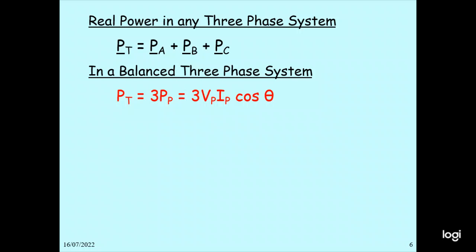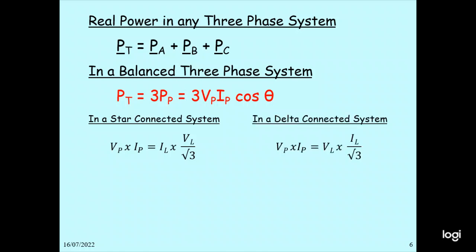In this case, 3 multiplied by Vp Ip cos theta. In a star-connected system, Vp is equal to VL divided by root 3. In a delta-connected system, Vp is equal to VL and Ip is equal to IL divided by root 3. In this case, P total equal to 3 multiplied by Vp Ip cos theta, so you get root 3 VL IL cos theta. This is the way we calculate the total power.